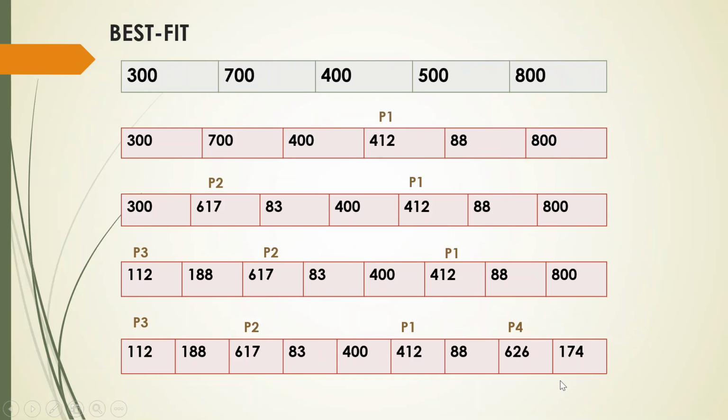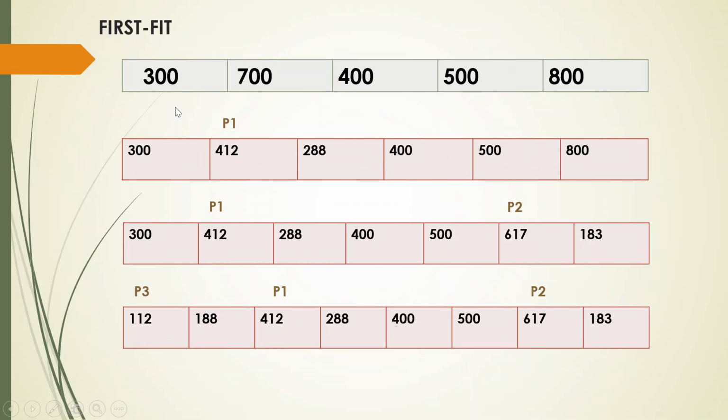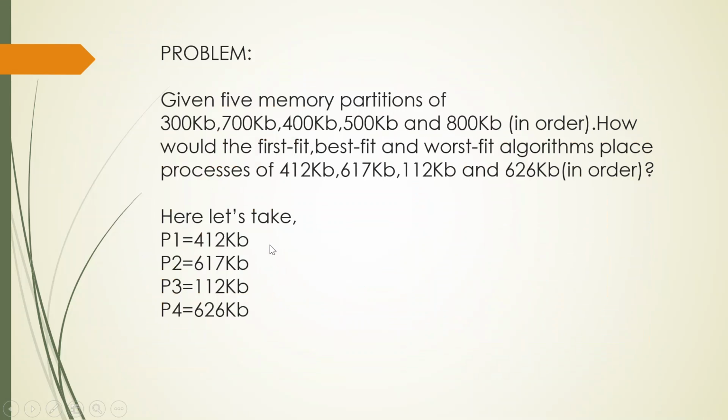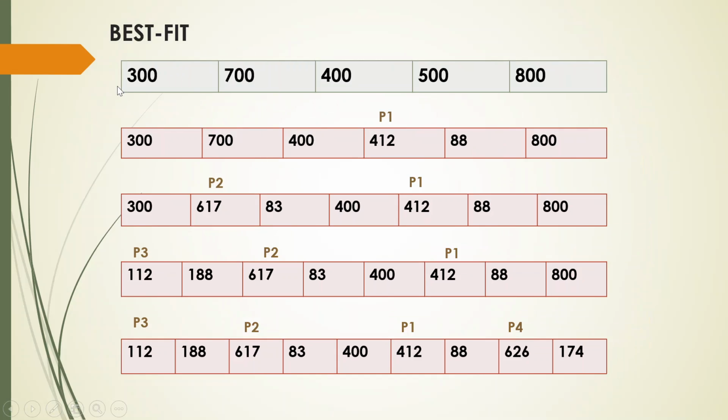Next we'll check best fit. Here in best fit, we'll check the best suitable position for placing the memory process. Here the first partition P1 is 412 kb. So we'll check where we have the best suitable free space for placing 412 kb. Here 300 doesn't have any free space to place 412 kb. So we'll go for the next position, 700.